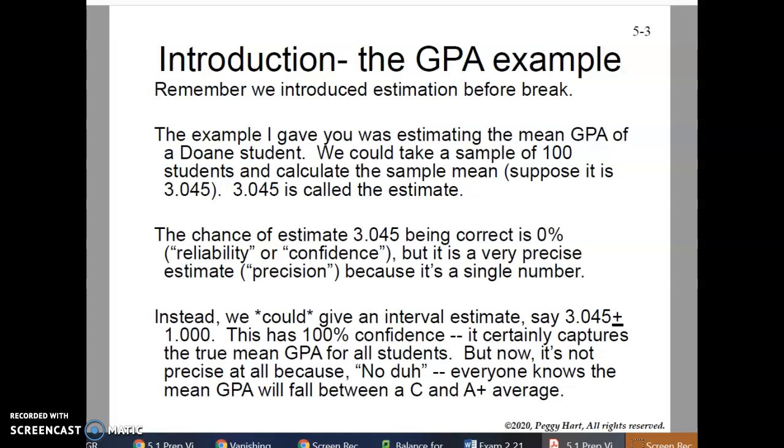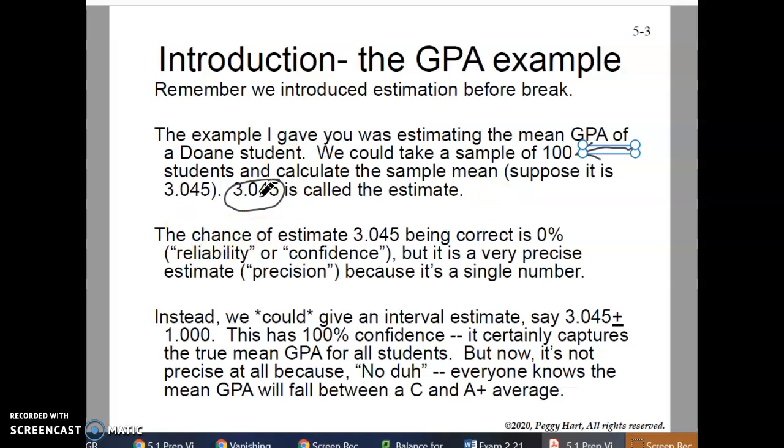Let's consider that we take a sample of 100 college students, and we calculate the sample mean GPA. Let's assume it's something like 3.045. Our goal is to estimate the real mean GPA of a Doane student. So this 3.045 is called an estimate, sort of like what we did in chapter 3. So we have this estimate of the GPA.